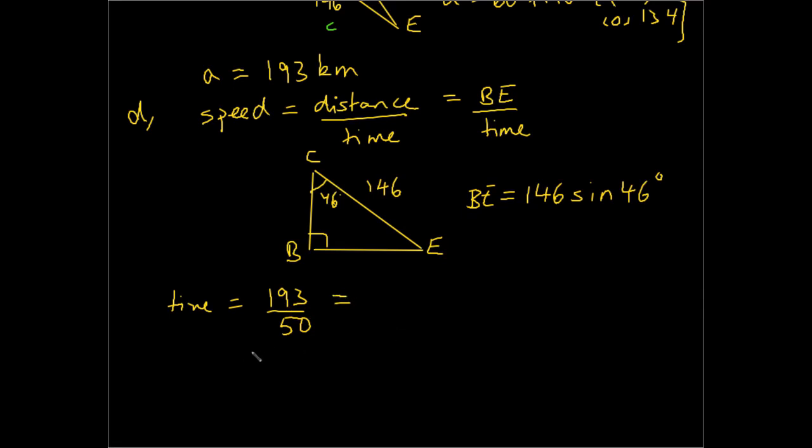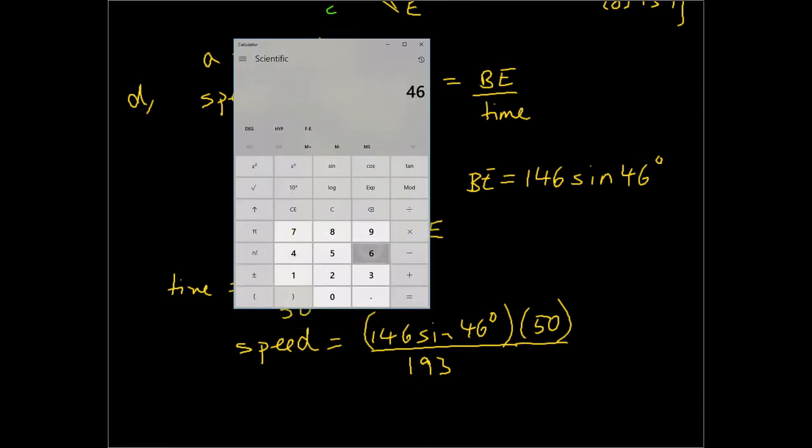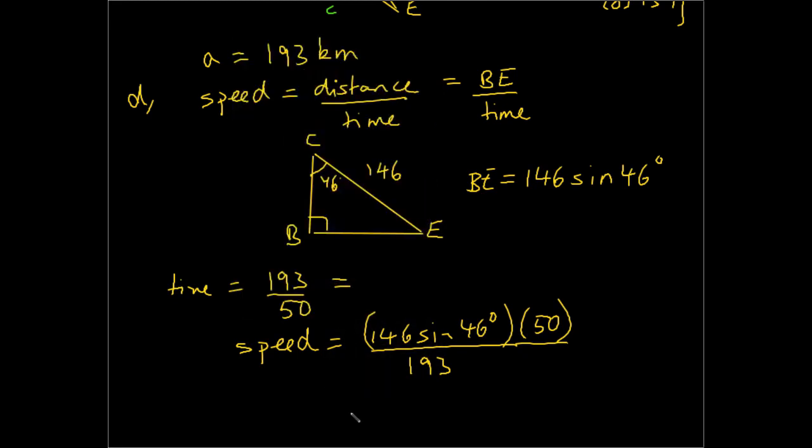So the speed is going to be 146 sine 46 degrees, and then divided by this 193 over 50, so I could multiply by the 50 and write that up here. So it's going to equal that. I can then use my calculator. So I do 46 sine multiplied by 146 multiplied by 50, and then divide by 193. That means it should be 27 kilometers per hour, 27.2. Alright, that concludes the question.